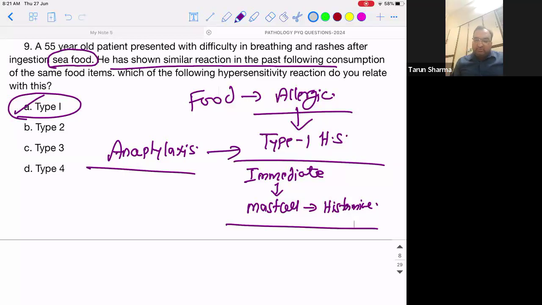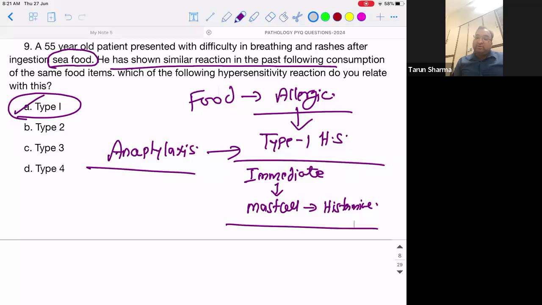Okay, so I'm clear about this thing that type 1 hypersensitivity means immediate hypersensitivity. Which is the most important biochemical marker for type 1 hypersensitivity? That is the histamine. The most important cells belong to the mast cell category.